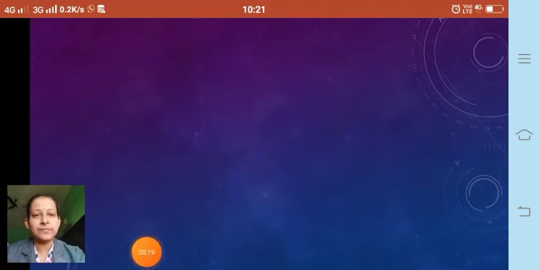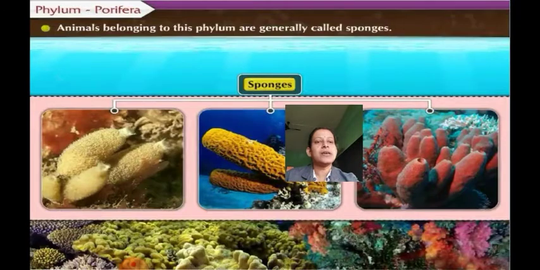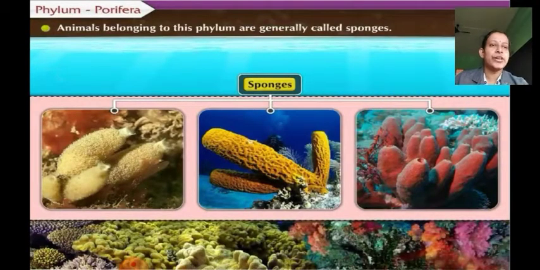In animal classification, in the last video, we learned about the criteria for the new system of classification. In this video, you are going to learn about two phyla, that is Phylum Porifera and Phylum Cnidaria. Fine. Now let us turn to the first phylum, Phylum Porifera.